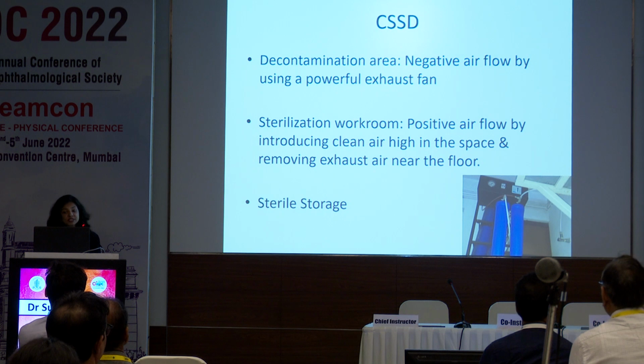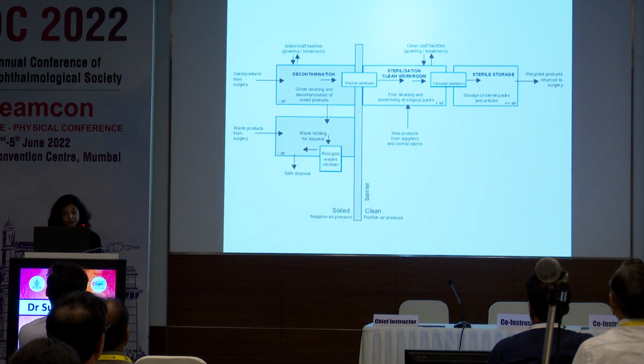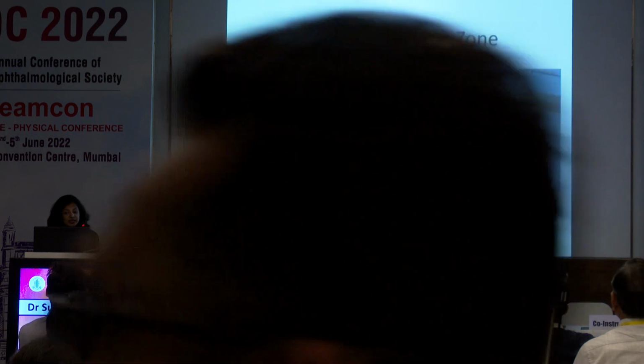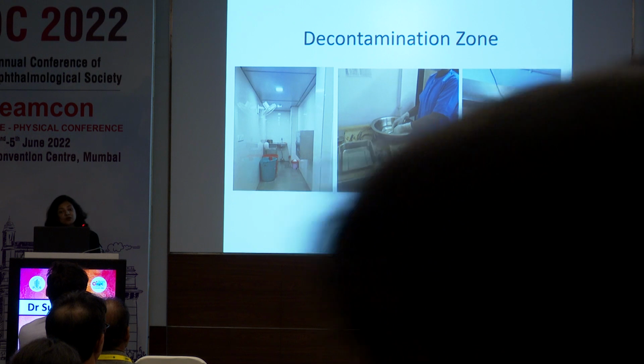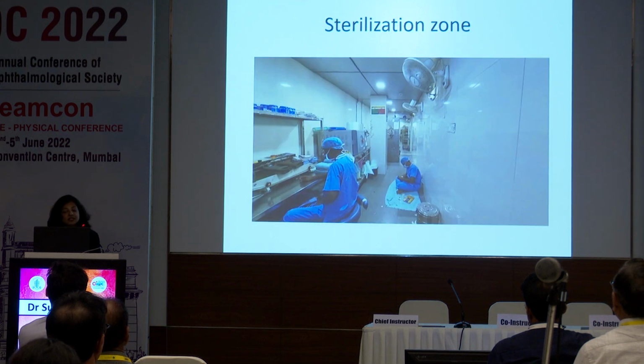The most careful CSSTs are divided into 3 areas: zone of decontamination, sterilization zone, and sterile storage area. In zone of decontamination, primary cleaning of instruments is done. This area should have a negative air pressure so that air does not rush out into other spaces when the doors are open. An easy way to achieve this is by use of a powerful exhaust fan. In sterilization zone, final packing and autoclaving of instruments is done. This zone should have positive air pressure.